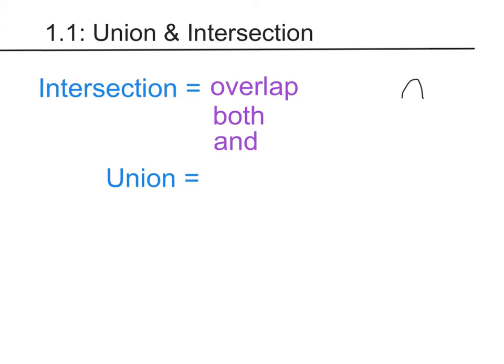All right, switching gears to union. If the intersection is the overlap, or where both statements are true, then the union is where one or the other is true. So I'm going to use the word either. Either the left statement is true or the right statement is true. Maybe it could include the intersection if there's an intersection, but there doesn't have to be an intersection.